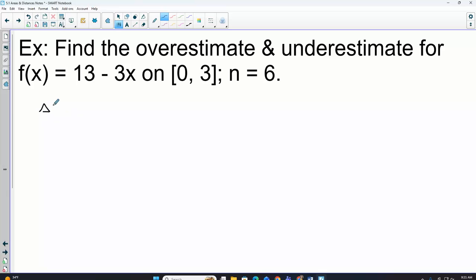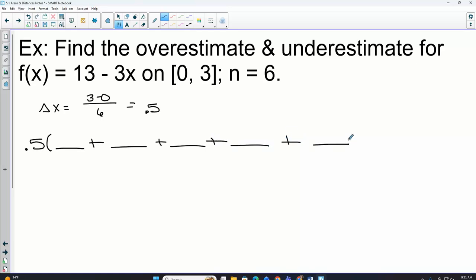My change in x, the length of this interval. So it starts at 0 and ends at 3. So you're basically subtract those two and divide by the number of rectangles we want. So we get 3/6 or 0.5. So for all of these, the rectangles will have a width of 0.5. We have 6 rectangles we're adding up. So if you think about it, starting at 0, the next one, if we add 0.5, will be at 0.5. So for my first one, what would be the first x value we plug in?